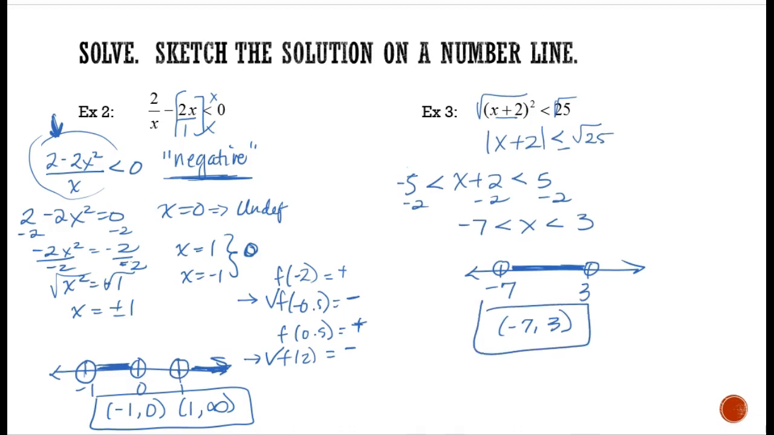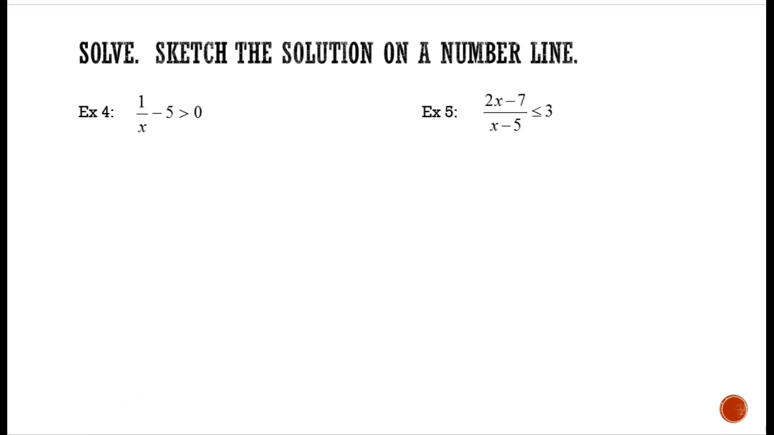All right, let's try some more. Number 4 looks a lot like what we just did, that long problem, but that's okay. So we need to start by getting a common denominator, x over x. So this is going to give me 1 minus 5x over x is greater than 0. So now we have it in general form. We have 0 on one side of the inequality.